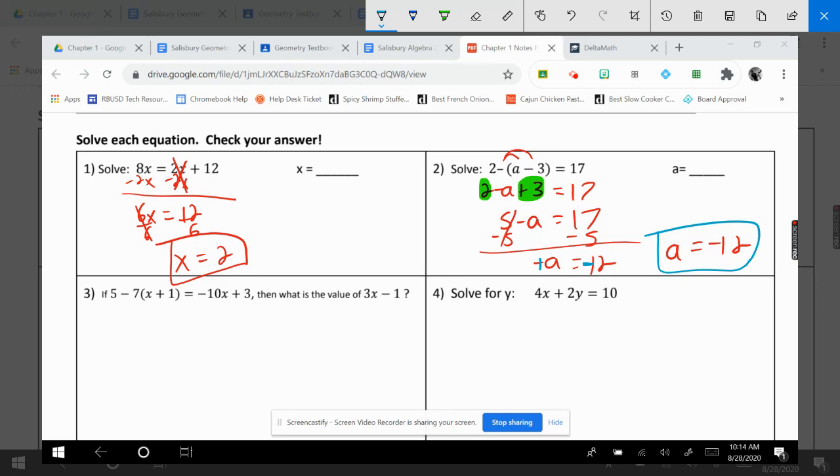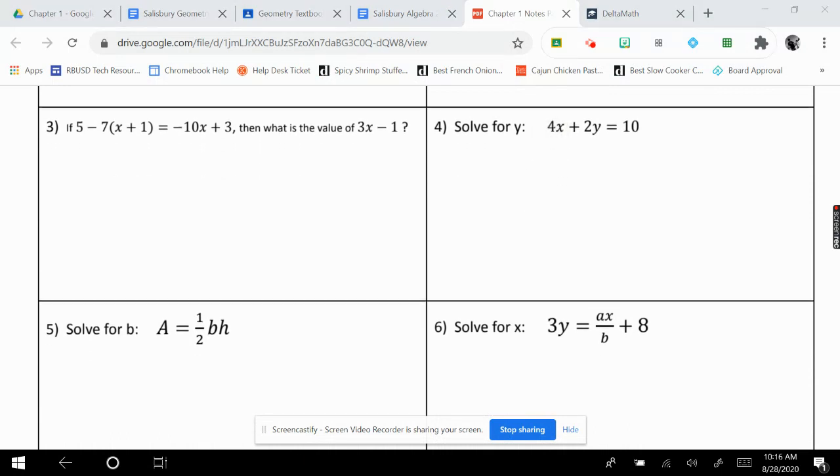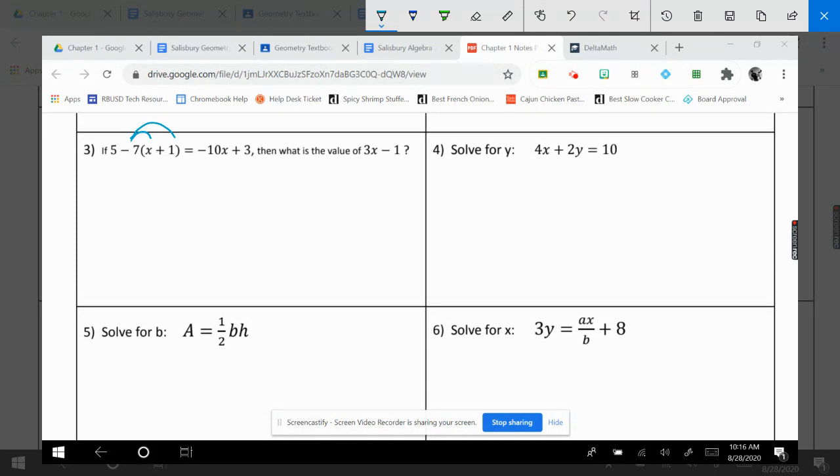Number 3 here, same idea. We have to simplify both sides first. Let me actually move this up. So let's start by distributing. Let's just do the left side. So you have 5 minus 7x, because negative 7 times x is negative 7x, minus 7, so negative 7 times 1, is equal to negative 10x. In fact, let's not even do that yet. Simplify, you got the like terms going on here, 5 and minus 7. So we have negative 7x minus 2. That is completely simplified. So then we can just bring this down since there's no simplifying to do.